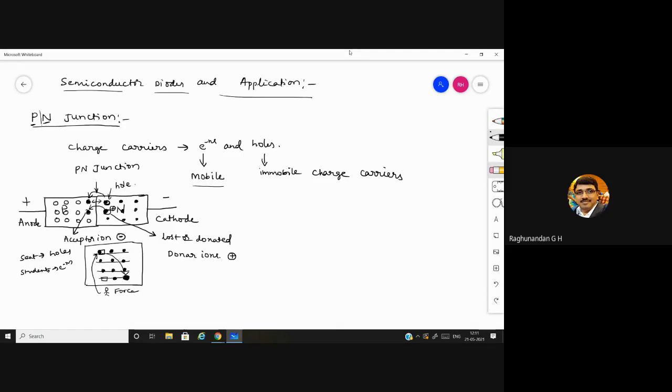Here, if I mark it as minus, that indicates that previously there was a hole. Now, because of the acceptance of the electron, it has occupied the vacancy. So this one is called an acceptor ion. Okay, so this is about the electrons and holes, which are the important parameters in the p-n junction diode.